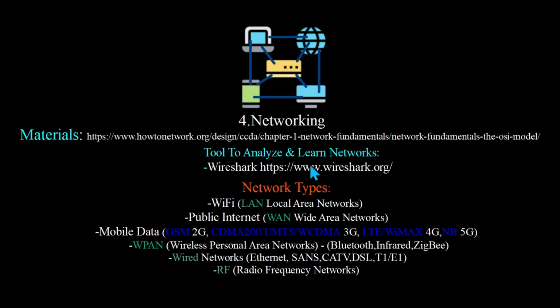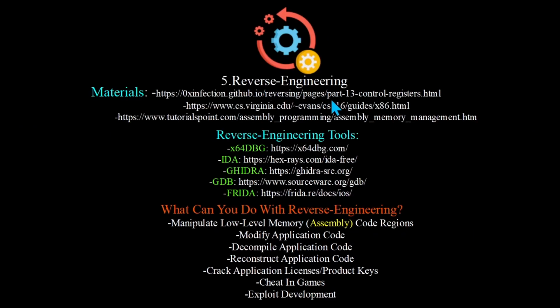So the fifth one will be reverse engineering. Reverse engineering is a very special and interesting topic. What you can do with reverse engineering is manipulate low-level memory with assembly code in the lower-level structured systems. You can see the code where the hardware and the graphical interface interconnect, and you will need to learn the assembly language to understand everything.